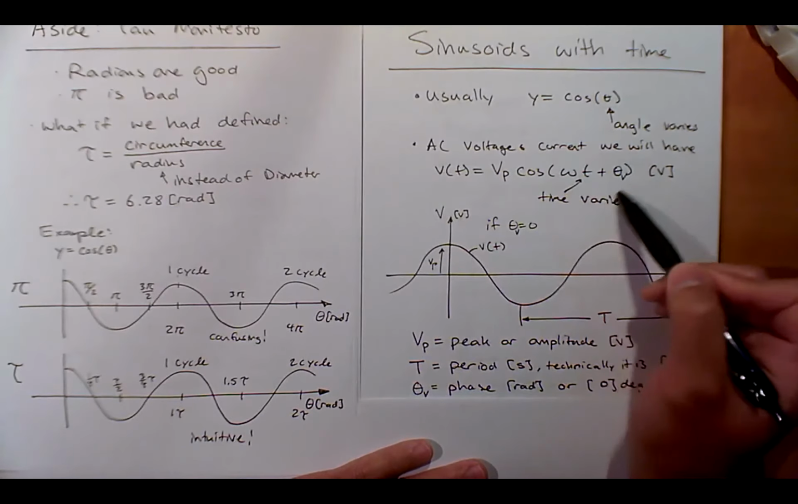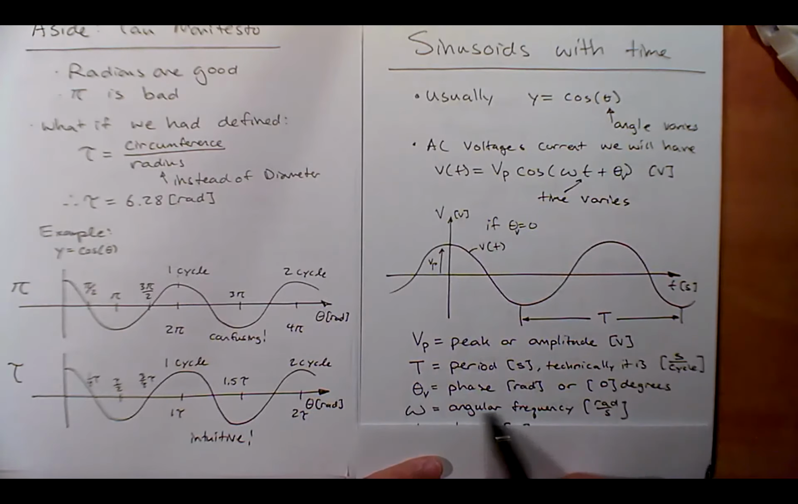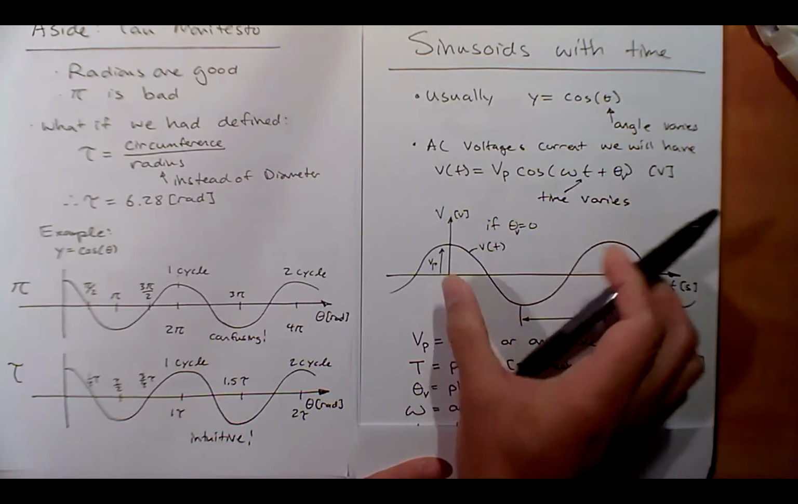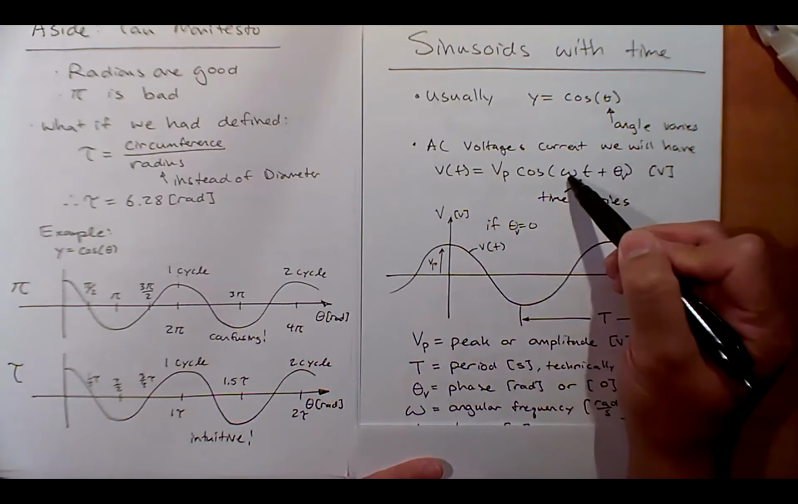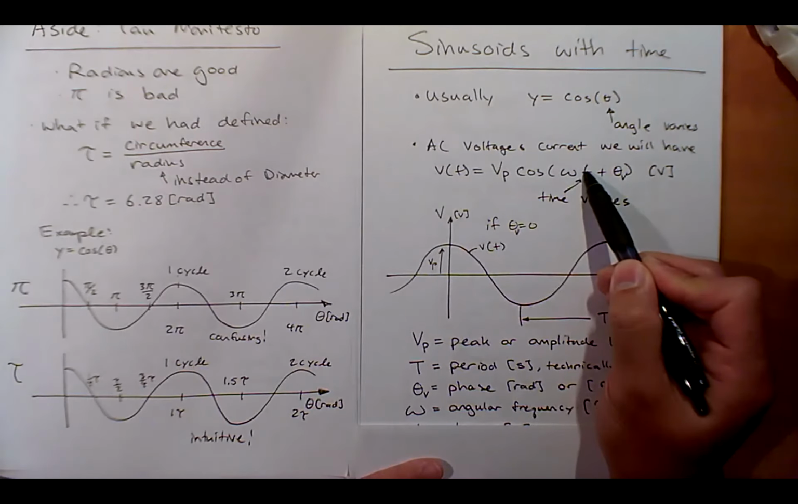Now, if you're going to add these two, you got to be careful. So let's look at the units. So omega is the angular frequency. That's going to be how much this squishes. So omega is actually units of radians per second. So this would have, look at this, radians per second times time, which is seconds.